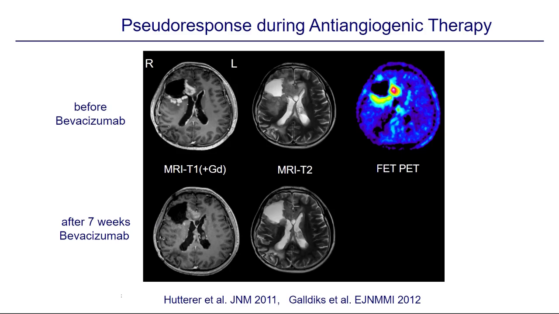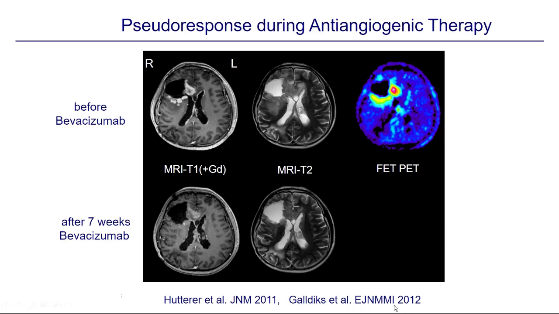Another diagnostic challenge in treatment monitoring of brain tumors with MRI is the phenomenon of pseudoresponse, which often occurs during anti-angiogenic therapy with bevacizumab. Bevacizumab is a monoclonal antibody against vascular endothelial growth factor and is an effective therapeutic option in recurrent glioblastoma. Bevacizumab can rapidly decrease contrast enhancement in MRI after initiation of treatment, producing an apparently high response rate.